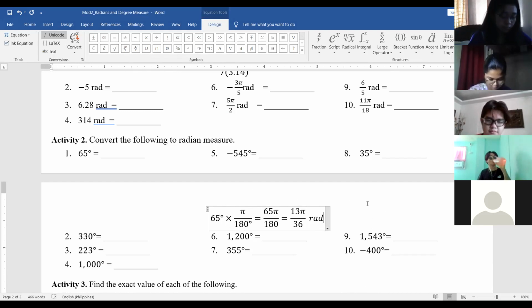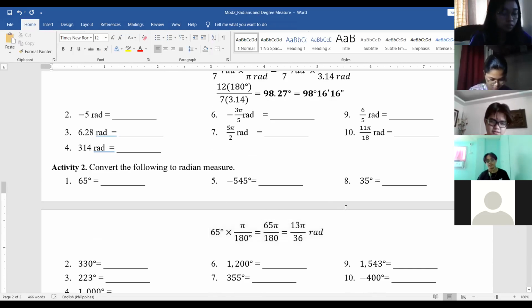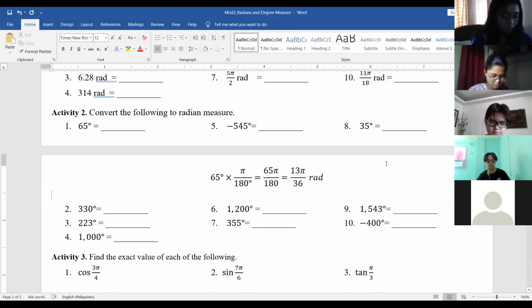The solutions are the same for each of the items in activity 2. There's no differentiation with respect to the given in number 1 because all the given in activity 2 are in degree measure. The thing that you need to look at in activity 2 are the symbols, negative and positive. Okay, questions?